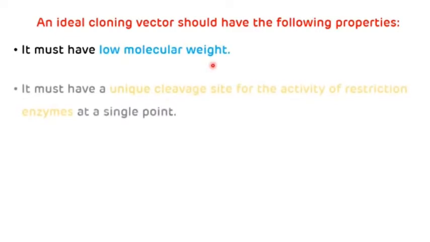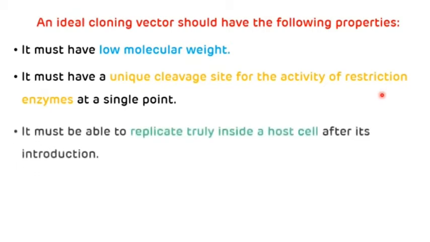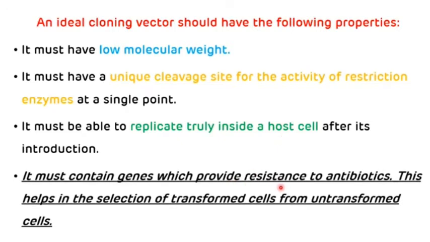Now we will see the properties of the ideal cloning vector. The first property is that it must have low molecular weight. Second, it must have a unique cleavage site for the activity of the restriction endonuclease enzyme at a single point. Third, it must be able to replicate truly inside the host cell after its introduction. The last and important property is that it must contain genes which provide resistance to antibiotics. This helps in the selection of transformed cells from the untransformed cells. So these are the various properties of the ideal cloning vector.